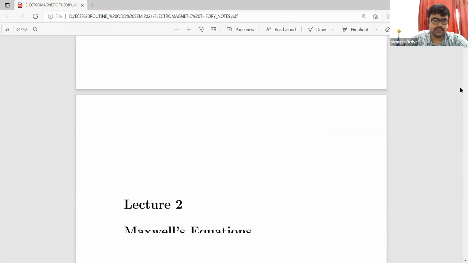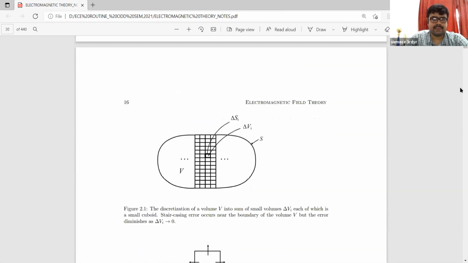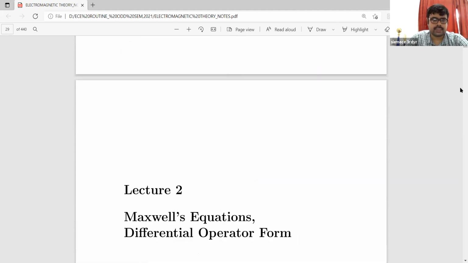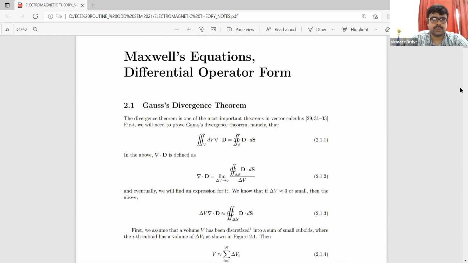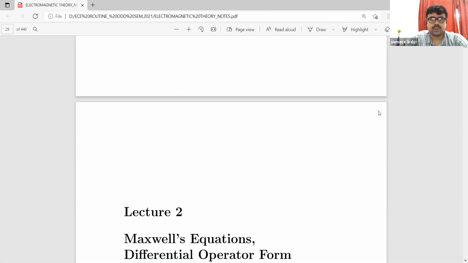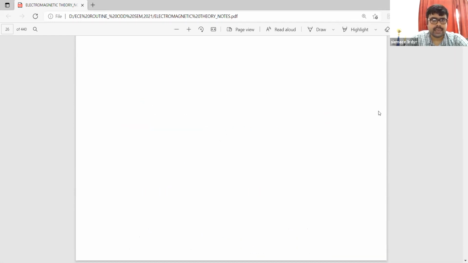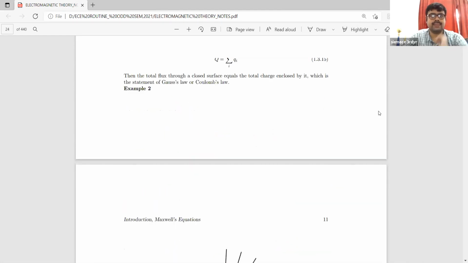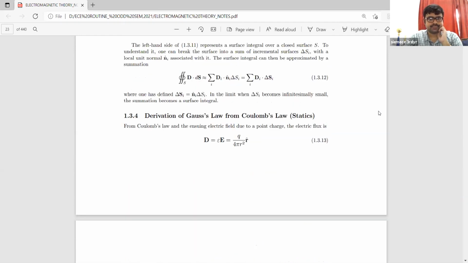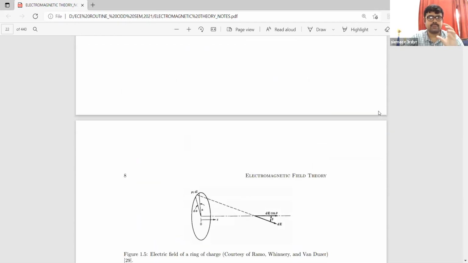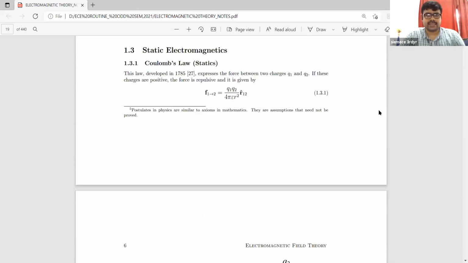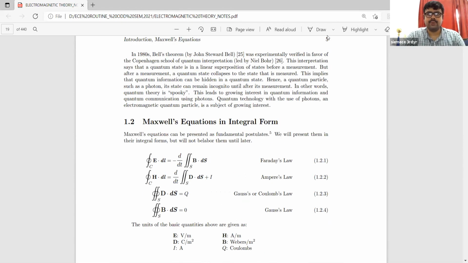But in today's class, we will see some basic Maxwell's equations, because without Maxwell's equations, we cannot proceed to the electromagnetic theory. So Maxwell's equations are an unavoidable part of electromagnetic theory. So initially, we have to see certain equations and what are the applications of the different types of equations that we will see.